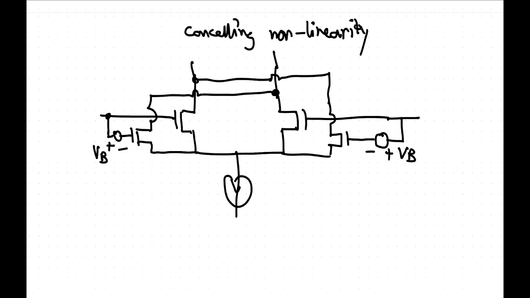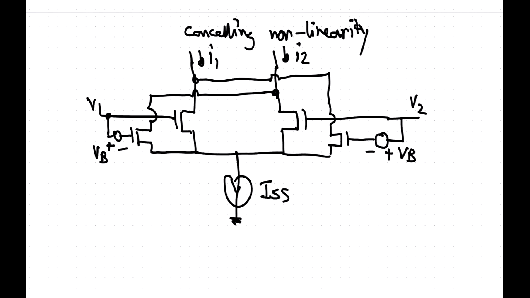And this is your bias current, ISS or something like that. And then this is V1 and V2, and we look at I1 and I2. Okay. Now, if these transistors are all in strong inversion, and they follow the square law, then this becomes a linear circuit.